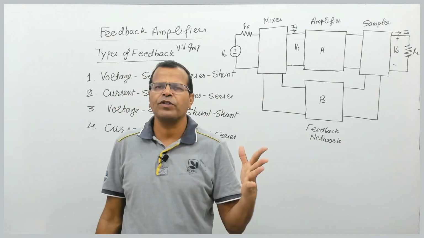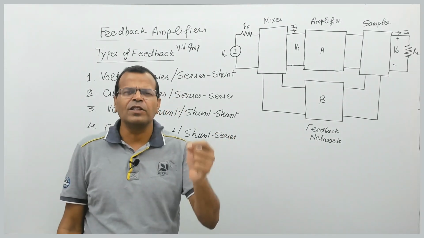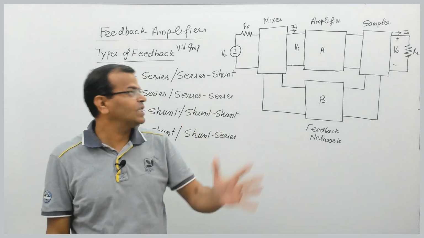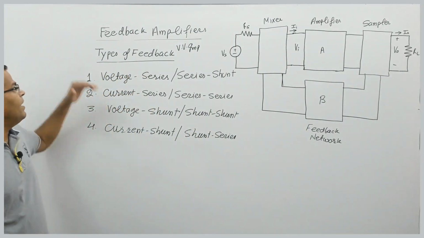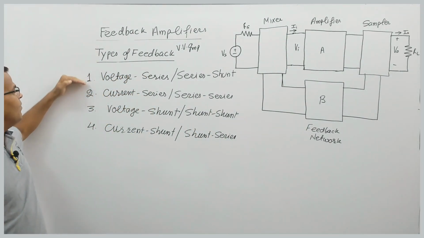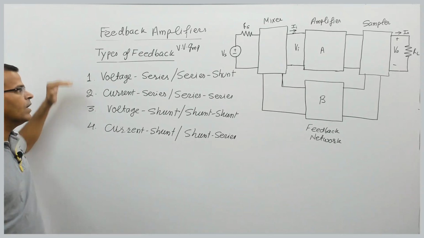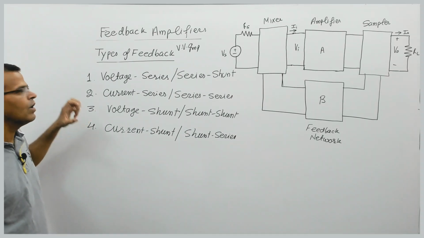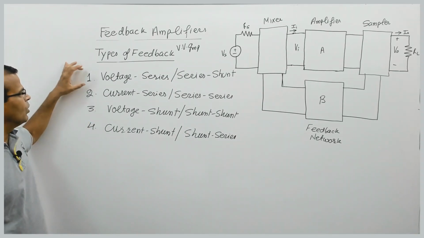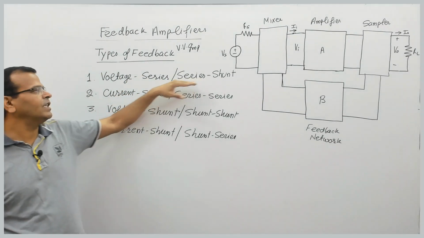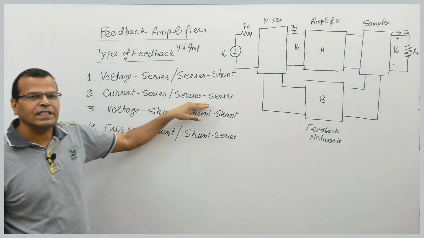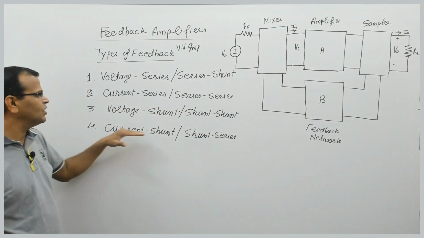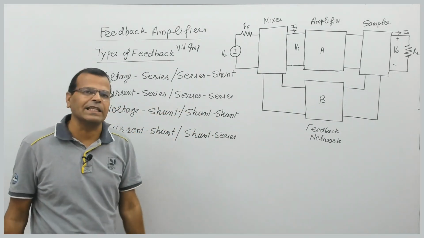You have a lot of questions, and interestingly, this is very simple and very easy to memorize. Let us see one by one. In feedback, we have four types of feedback topologies or configurations: voltage series, which is also known as series shunt; current series, which is known as series; voltage shunt, which is also known as shunt; and current shunt, which is known as shunt series.